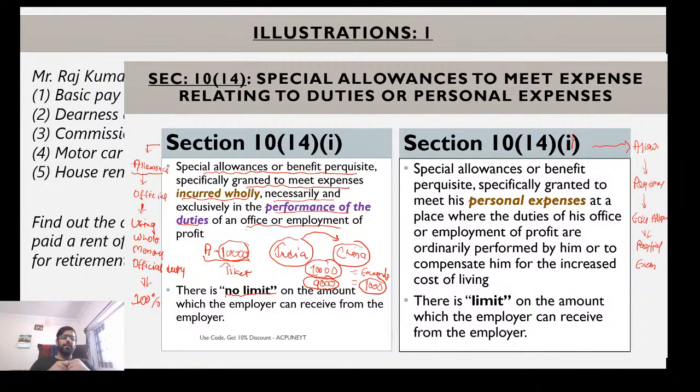Sir, this is so easy. We are able to understand. We will do more discussion on these allowances. Basically, no one talks about these allowances, but these allowances are very important for your syllabus purpose. It's important for your career purpose also.